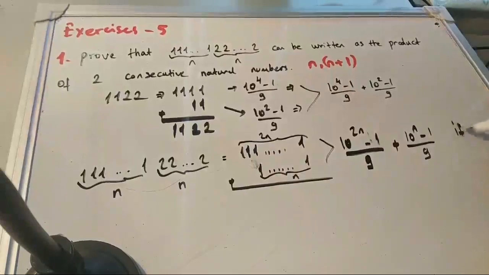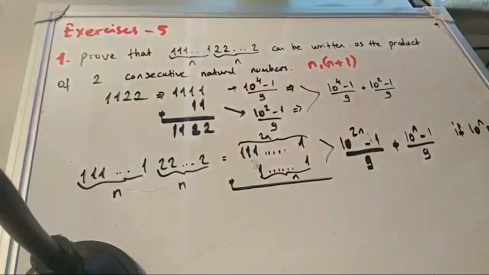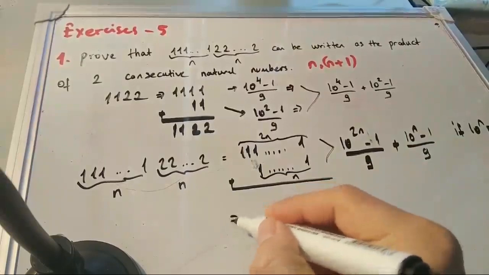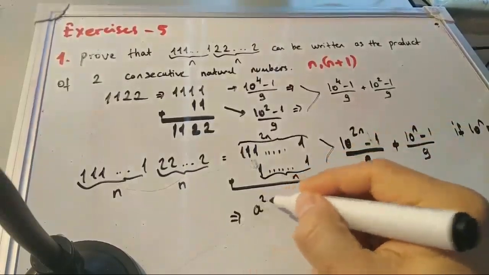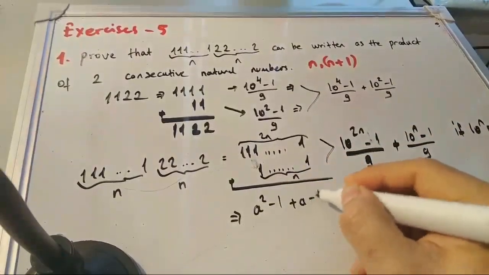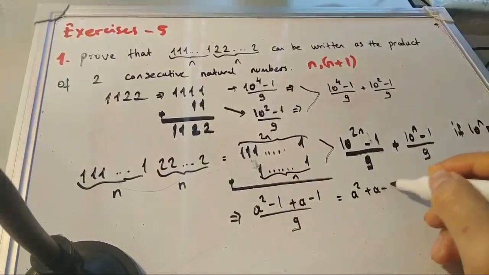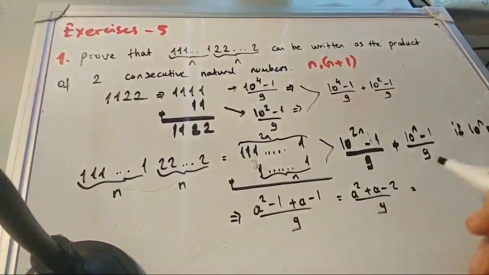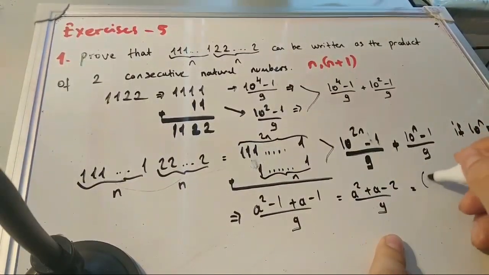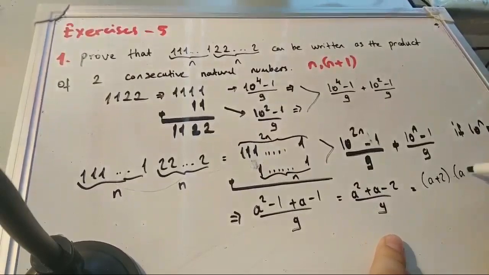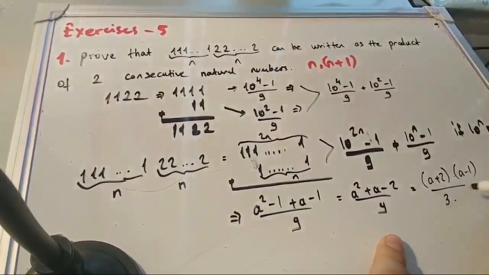If 10 to the power of n is a, it will be a squared minus 1 plus a minus 1 over 9, which is equal to a squared plus a minus 2 over 9. When we factorize it, we get a plus 2 times a minus 1 over 3 times 3. Is there any relationship between these numbers, a plus 2 over 3 and a minus 1 over 3? Look at it.